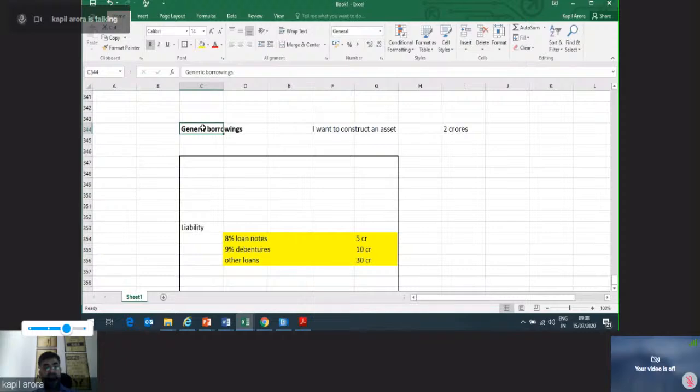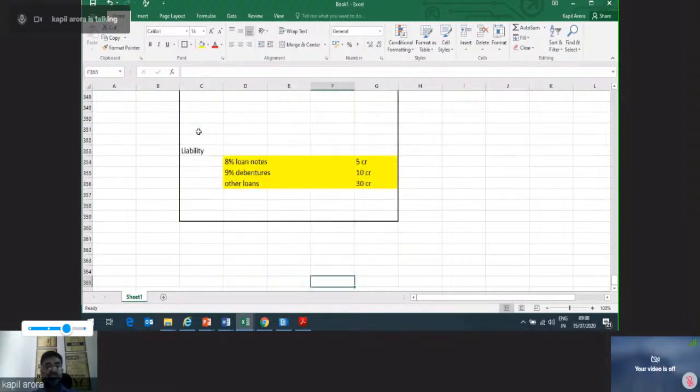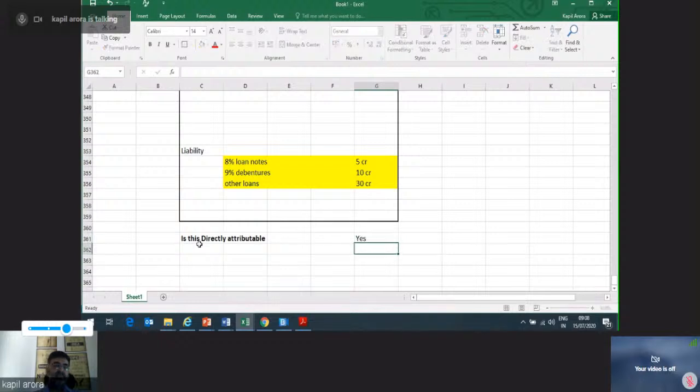Now you may say, why generic borrowing? Is generic borrowing directly attributable? Why will generic borrowing be added? I have not taken a further loan. I am using the same loan. So why add this generic borrowing there? So is this directly attributable? Answer is yes. But how?